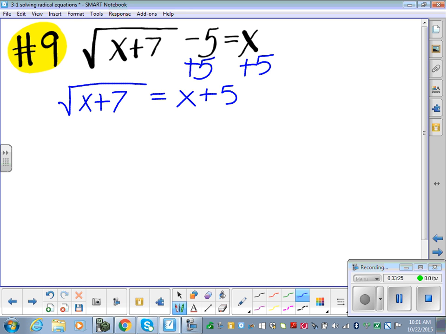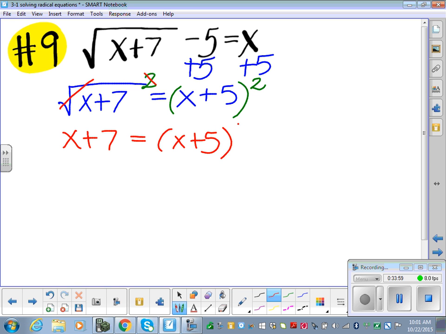All right, so once we've isolated the radical, the next step is to get rid of the radical by applying the inverse. What's the inverse of square root? Square. So we're going to square both sides of the equation. Now notice how I put x plus 5 in parentheses. You have to do that. It's x plus 5, that whole side raised to the whatever power. So then on the left, our root cancels out with our power, leaving us with x plus 7. That's equal to (x plus 5) raised to the second power.